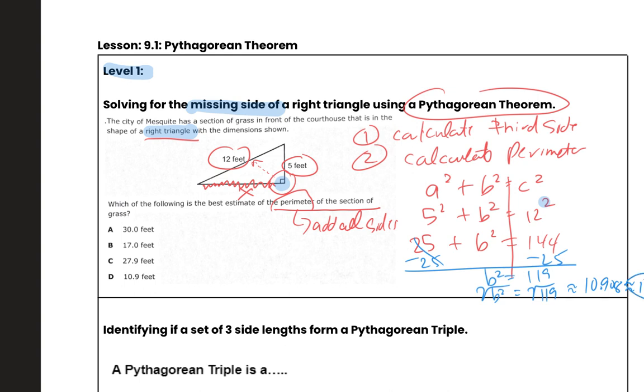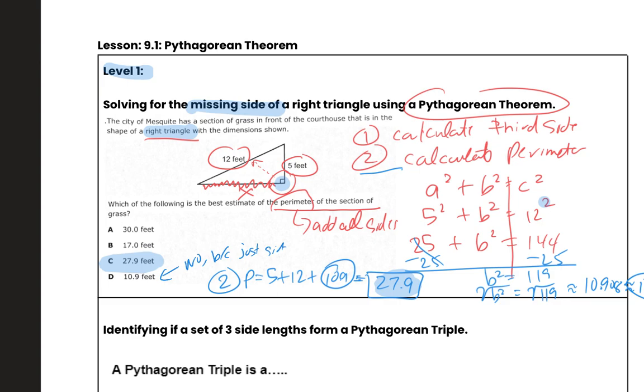Now we need to do step 2, which is to calculate the perimeter. The perimeter is equal to 5 plus 12 plus our 10.9. Putting all that in our calculator, that's going to be 27.9. So that's our final answer. That's a little tricky. C would be our final answer, and D is wrong because that's just the side.